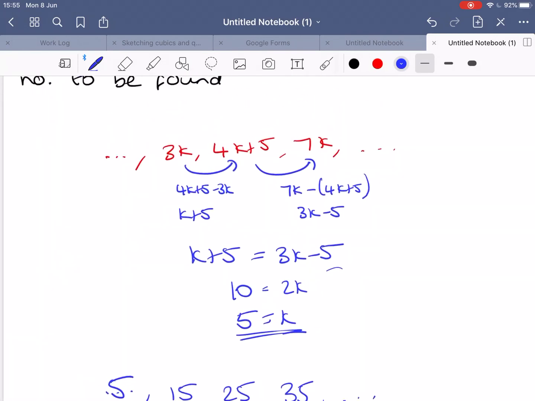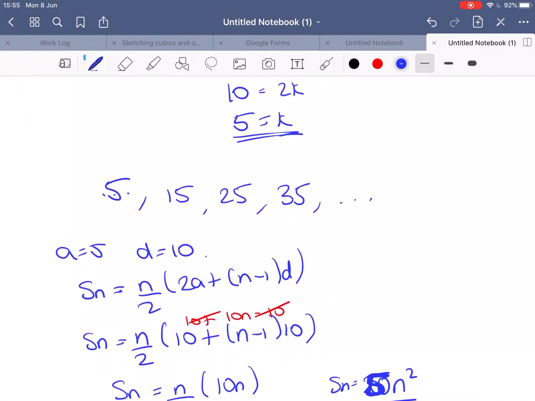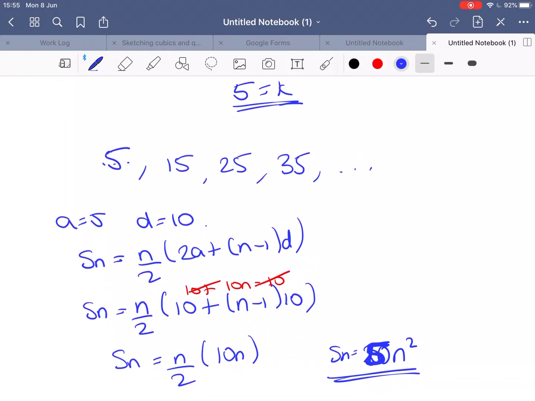Must admit, I don't really like that question because I use the letter k for different things, which is not very good. Okay, so there we go.